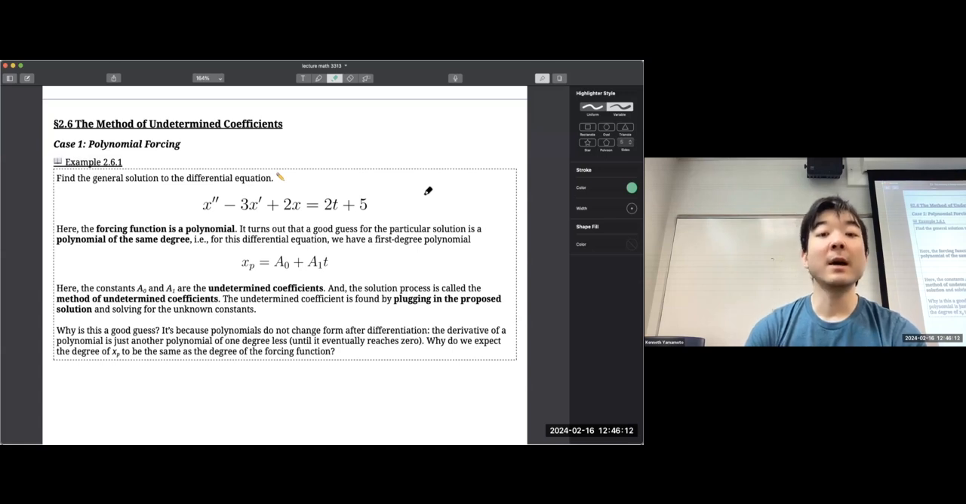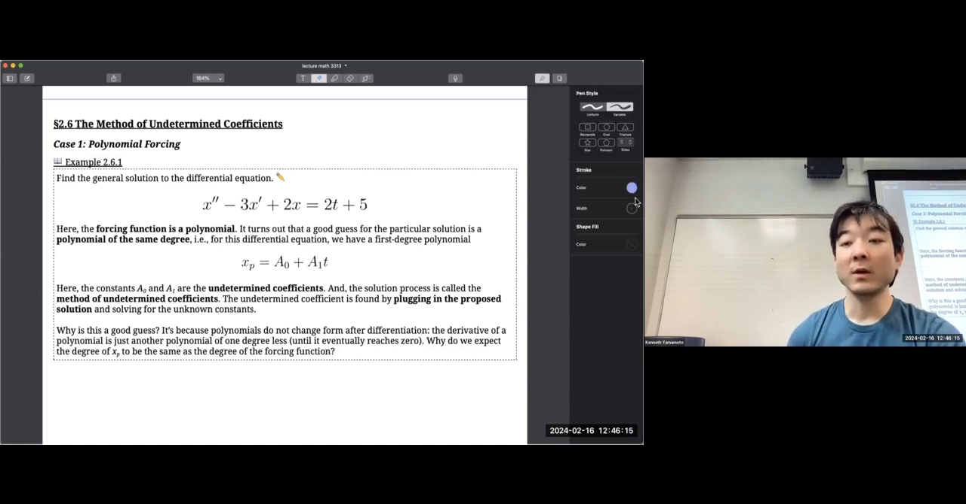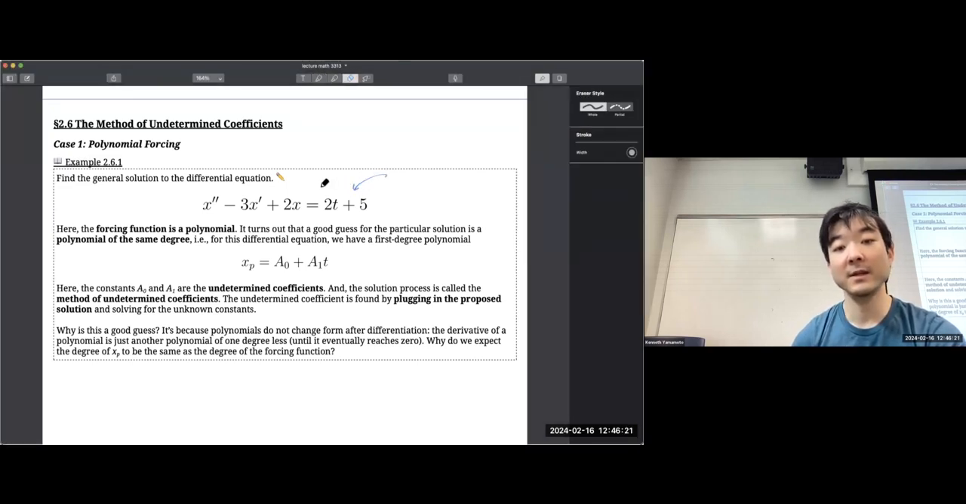Now let's make it non-homogeneous. So now we're going to have a right-hand side that's not 0. So you have here, I'll just say that this is a polynomial input or forcing.